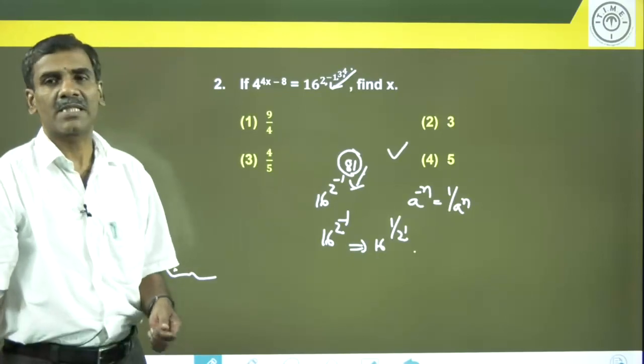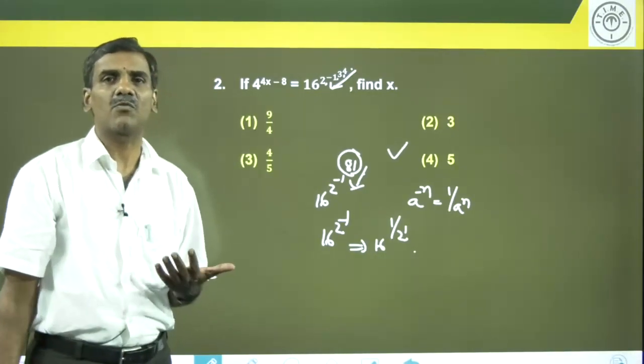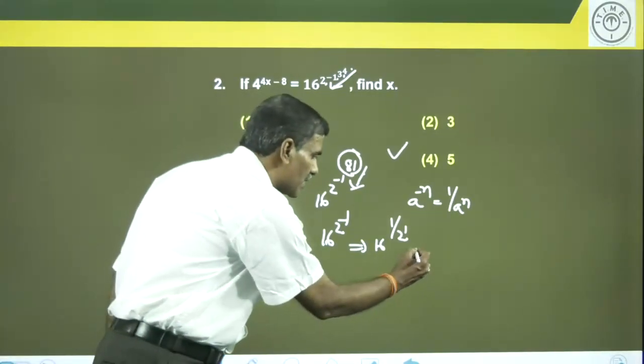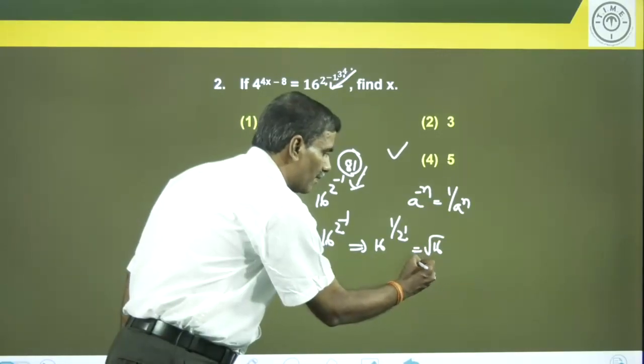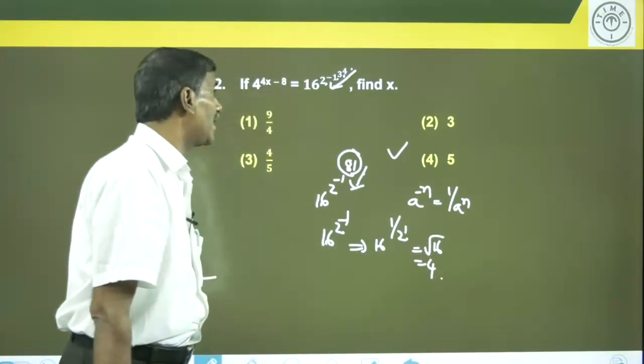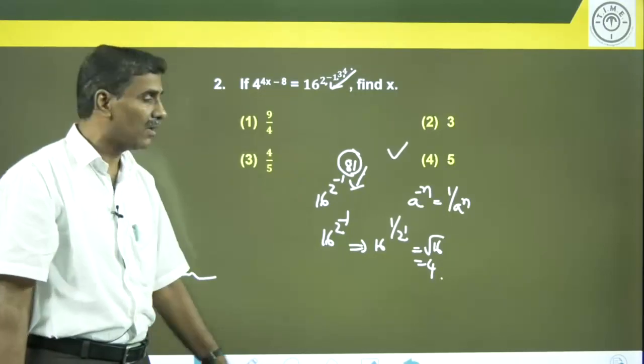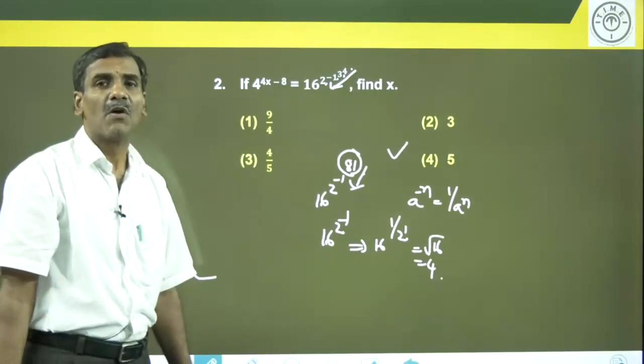So, in other words, 16 to the power of 1 by 2 is nothing but the square root of 16. The square root of 16 is how much? 4. Right? So the left hand side, if you are observing, is in the form of an equation, whereas the right hand side is simply 4.